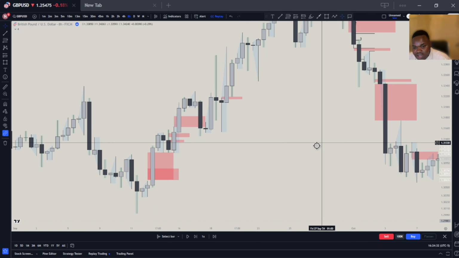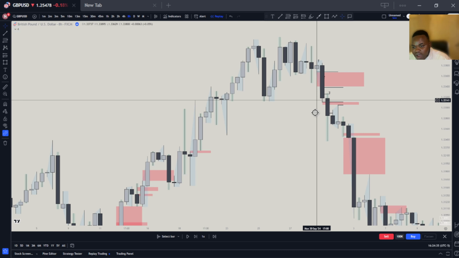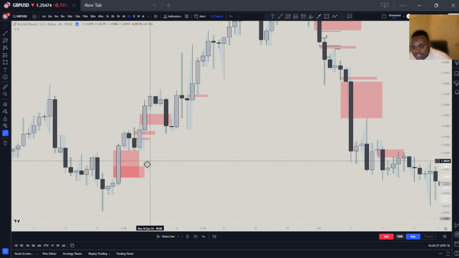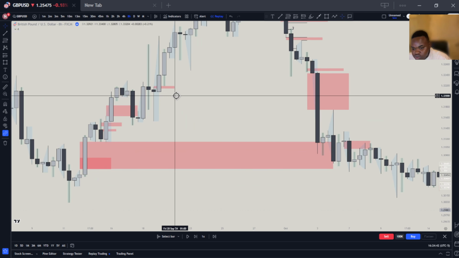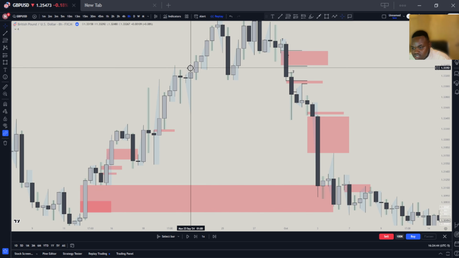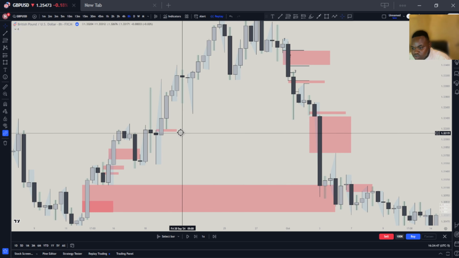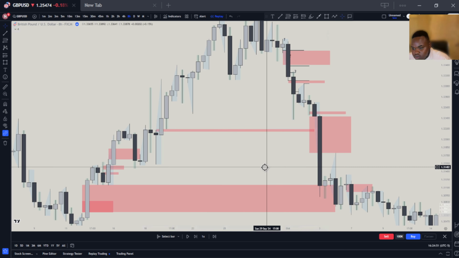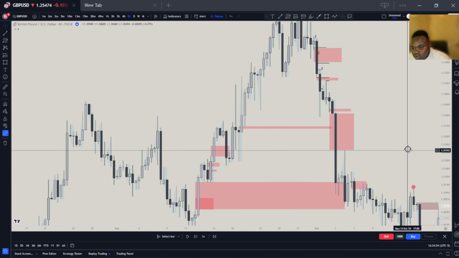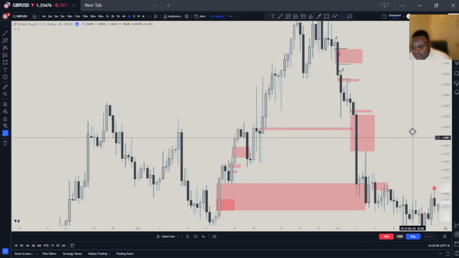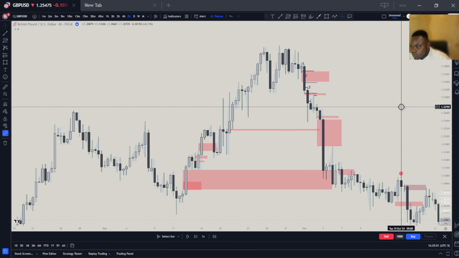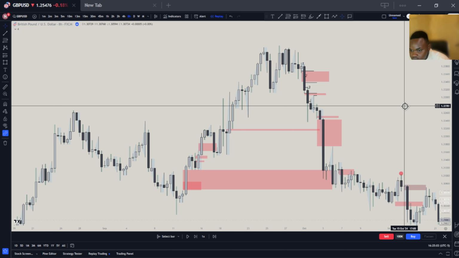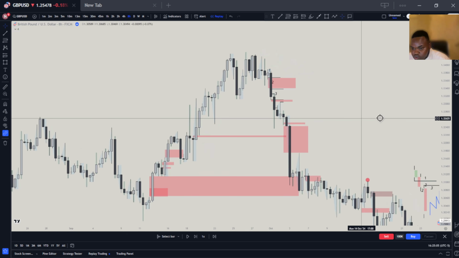Just like as you can see here, after all the buying, when price started selling, you see it filled all this inefficiency. All those major inefficiencies were filled. So just focus on the higher time frame inefficiency. Okay, so let's get back to order blocks.